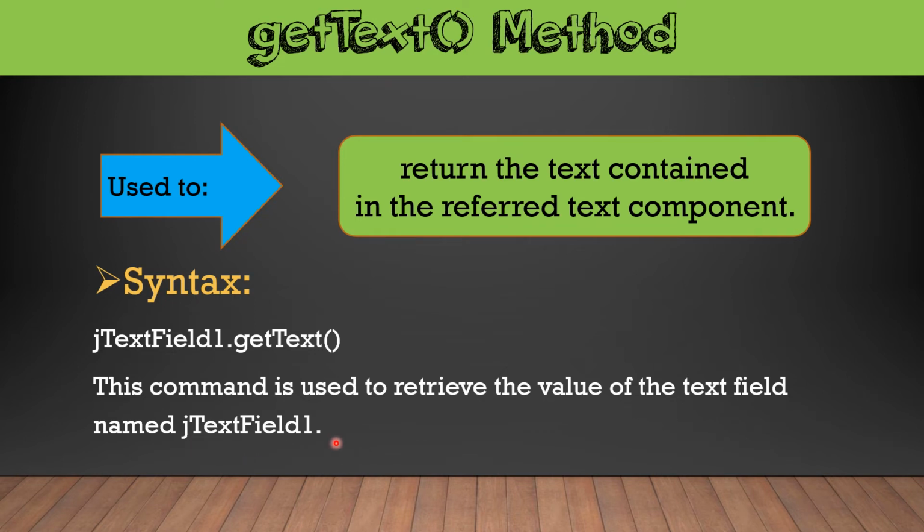As I just told you in the previous slide, the getText method is used to retrieve the display text. So here, what will be the display text? Whichever text is displayed in jtextfield1. So it will retrieve the value of the text which is available in the jtextfield1.